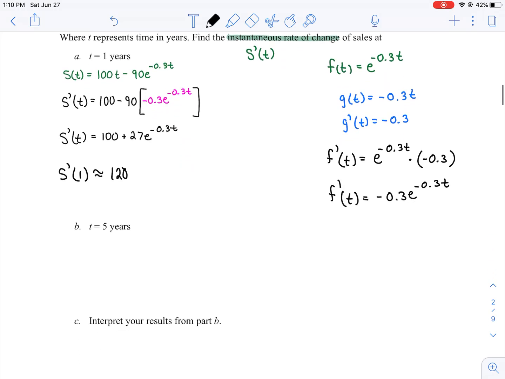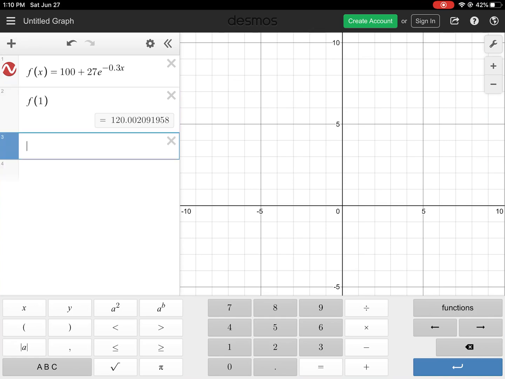And now we want to evaluate the derivative when t is 5. So going back to Desmos, and that's 106.024 or 025.